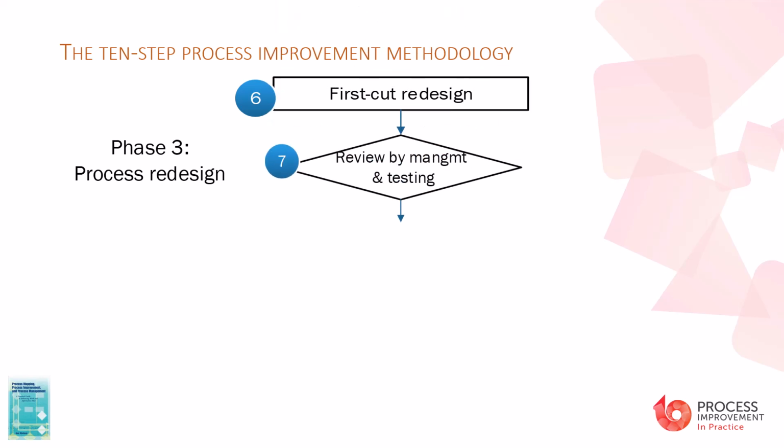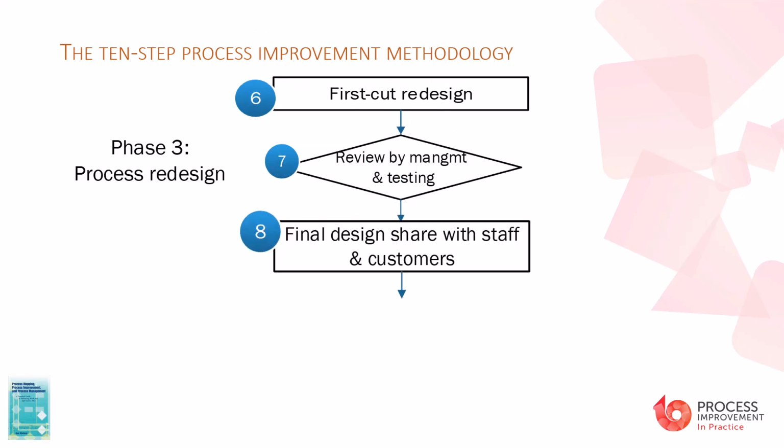Then in step 7, they obtain the stakeholders' agreement on the final design. They agree on the testing options before rollout and compile a plan to mitigate risks that may arise after deploying the future process. After that, the team share the final design with the process owners and customers to gain insight into any overlooked problems. They gather feedback and incorporate any necessary changes to the process before implementation.